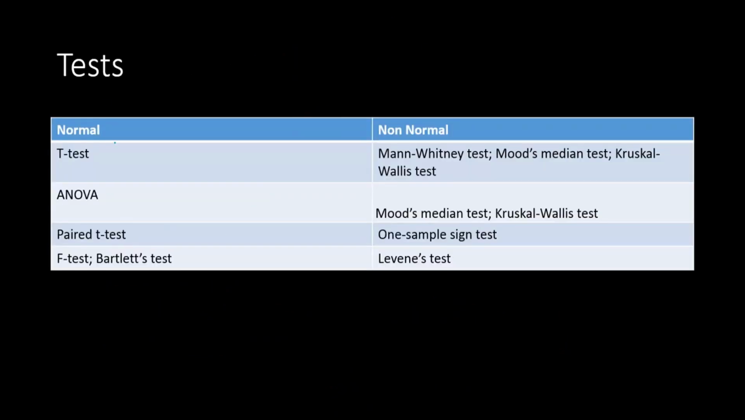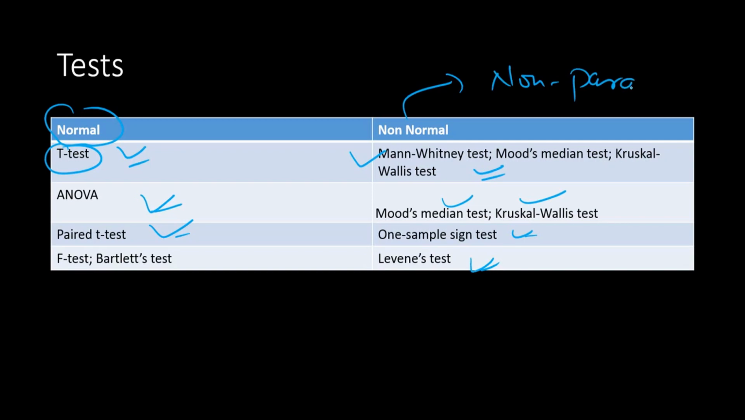So here are the non-parametric tests that you can use. In the normality case, you are using the t-test, right? In case it is not normal and still you have gone ahead with a linear regression, instead of the t-test, just find out the Mann-Whitney test, or the Mood's median test, or the Kruskal-Wallis test, for exactly the same purpose that the t-test serves. For ANOVA, you can go to Mood's median test or the Kruskal-Wallis test. For the paired t-test, you can go for the one-sample sign test. For the F-test, you can go for the Levene test. These are some of the non-parametric tests, where you do not have an assumption of any distribution.